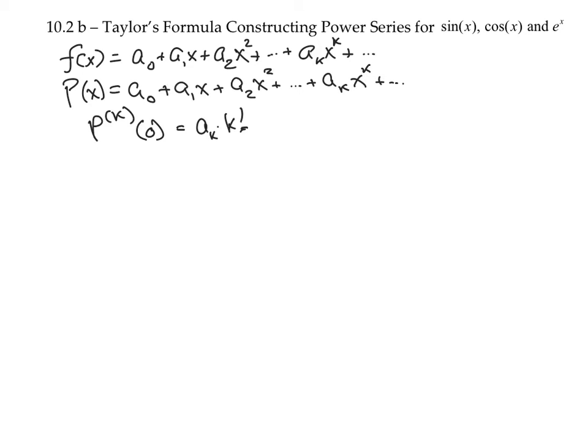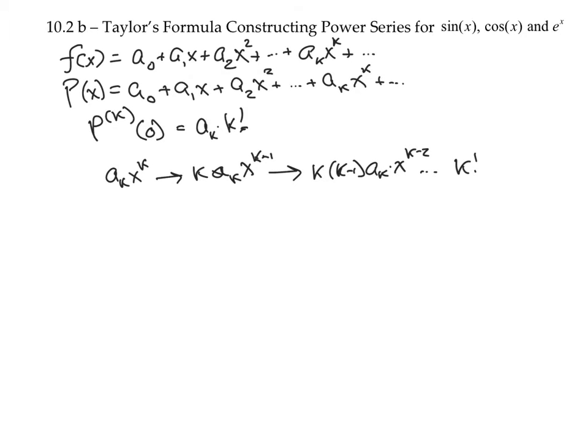So as I take derivatives of ak x to the k, the first time I do it, I get k ak x to the k minus 1. The second time I do it, I get k times k minus 1 times ak x to the k minus 2, and eventually I'll wind up with k factorial times ak.